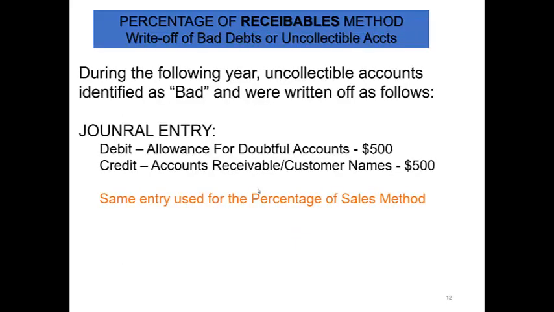Then in the subsequent year, we're going to be identifying the actual accounts that are going bad, and we're going to write those off just like we did under the sales method. So we are going to debit allowance for doubtful accounts and credit accounts receivable with the customer name for $500. So remember, anytime you are writing off an account, make sure you're crediting accounts receivable because this is what we're really writing off, the customer.